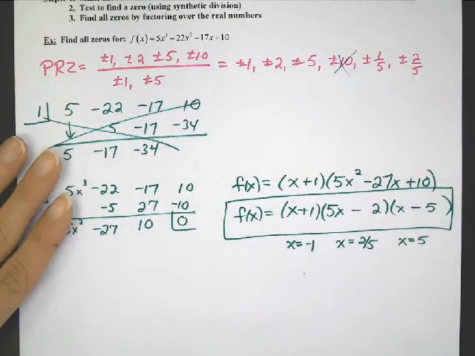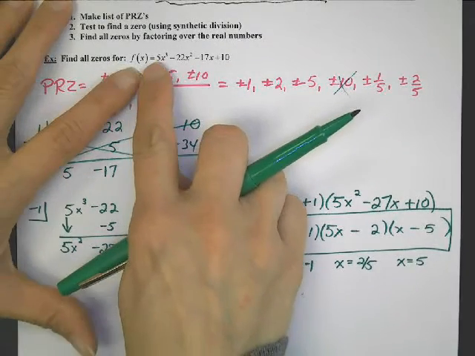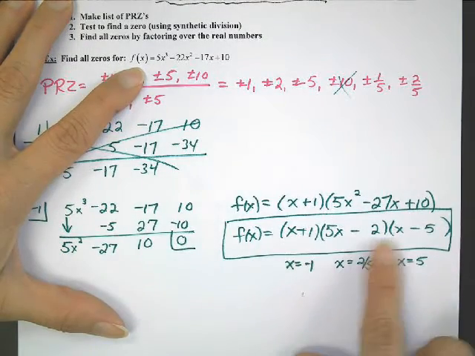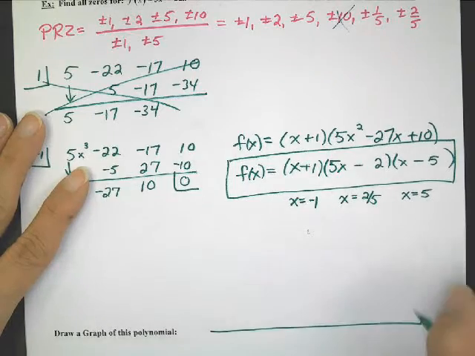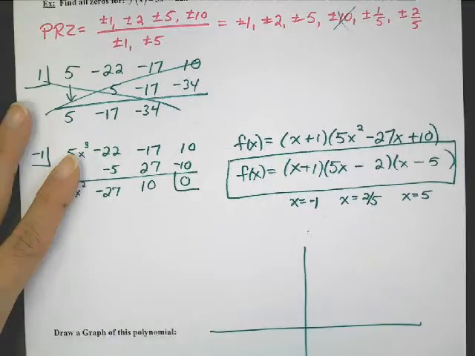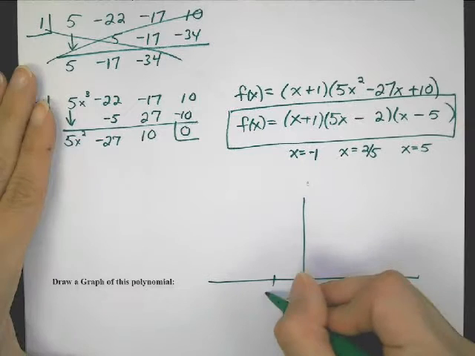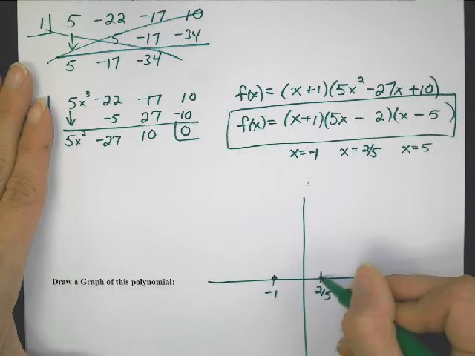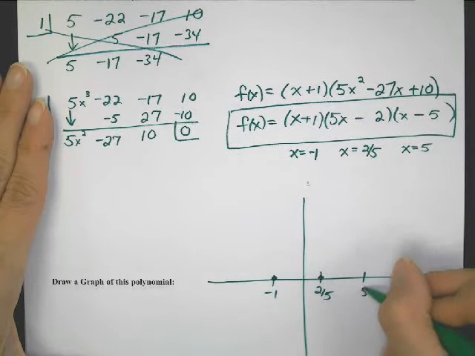Okay. Let's see. F of x was 5x to the third when we started, and it still is 5x to the third. What does a graph of this polynomial look like? Well, I need to touch the x-axis at negative 1, 2/5, and 5.